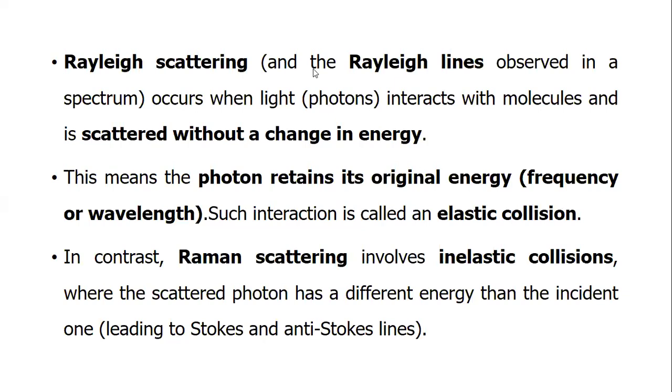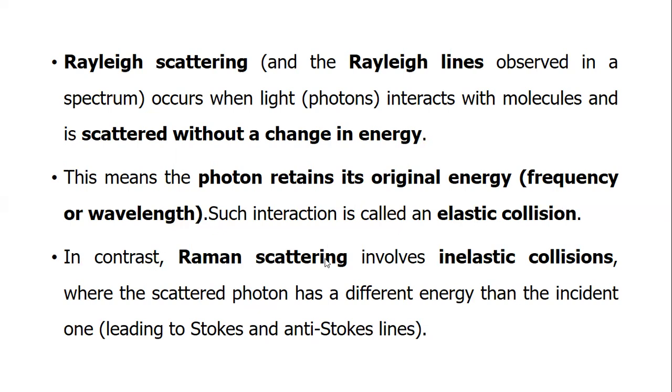Rayleigh scattering, and Rayleigh lines observed in a spectrum, occurs when light photons interact with molecules and are scattered without change in the energy. This means that the photon retains its original energy, frequency, or wavelength. Such interaction is called elastic scattering. The photon retains its original energy. Such interaction is called an elastic collision.